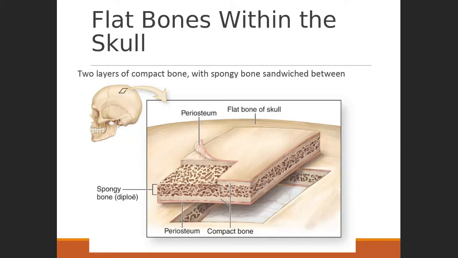We have compact bone lining the external and internal aspects of that bone. And in almost like a sandwich kind of arrangement, the spongy bone makes up the meat of the sandwich. So we have compact bone anywhere where that bone would get abuse, a bump on the head, for example. That's going to be absorbed by the dense compact bone.